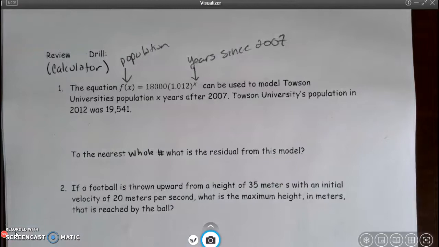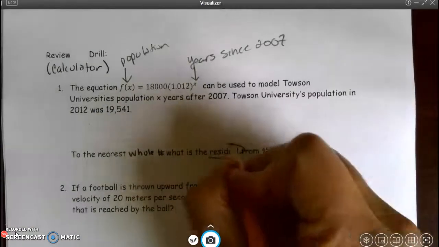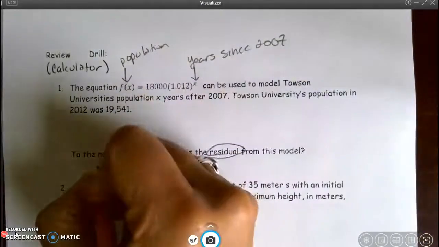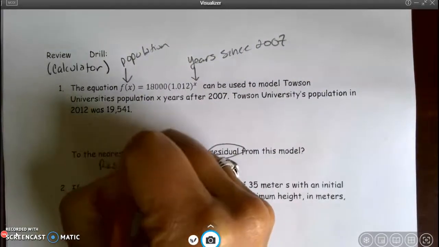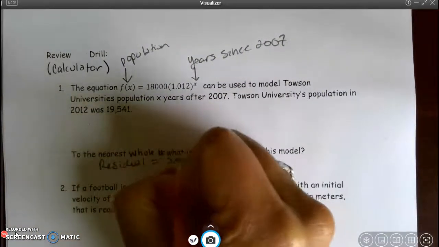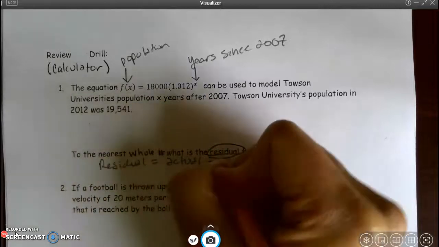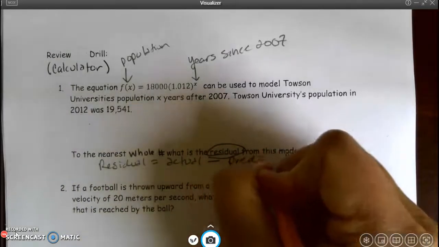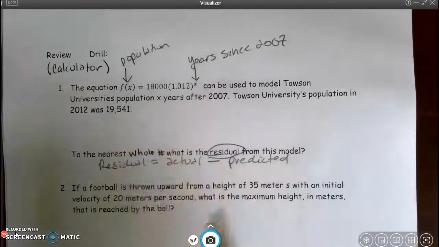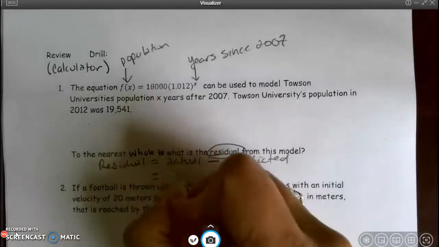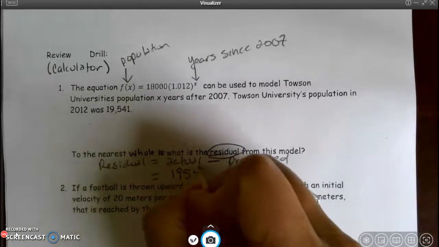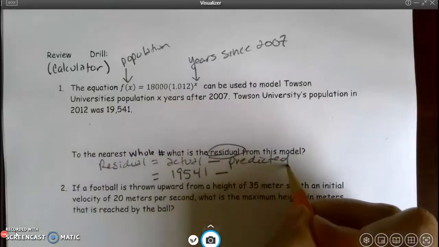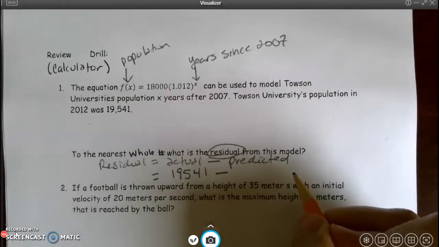And the university's population in 2012 was 19,541. To the nearest whole number, what is the residual? I have to remember that residual is actual minus predicted. So my actual value in 2012 is 19,541. I need to find my predicted value.